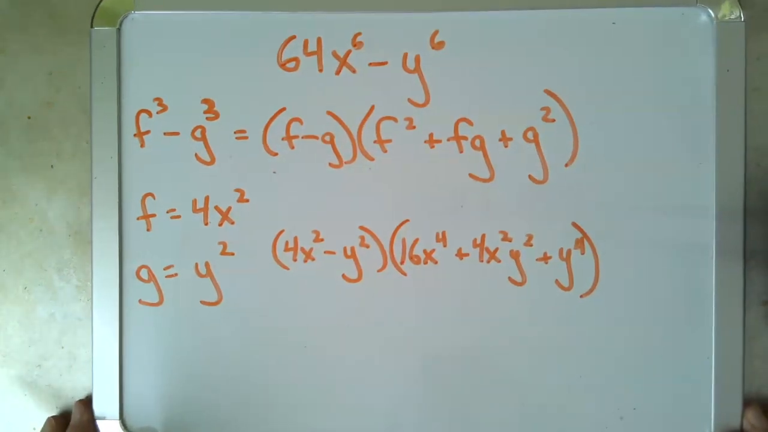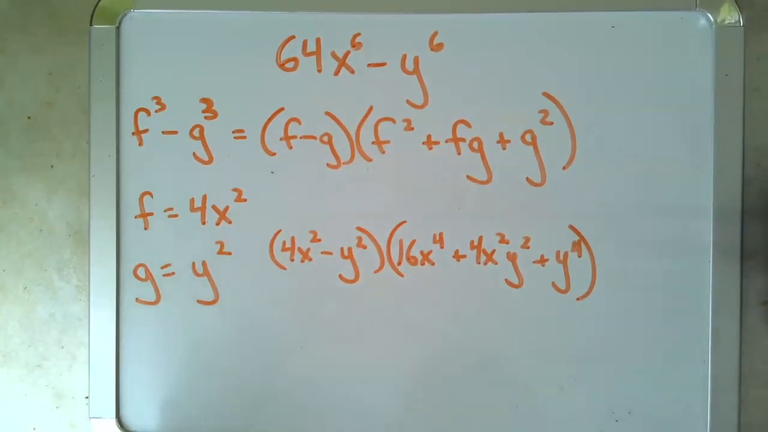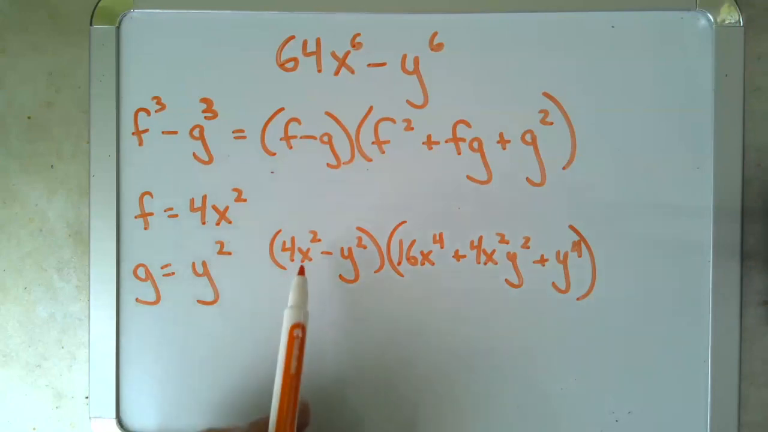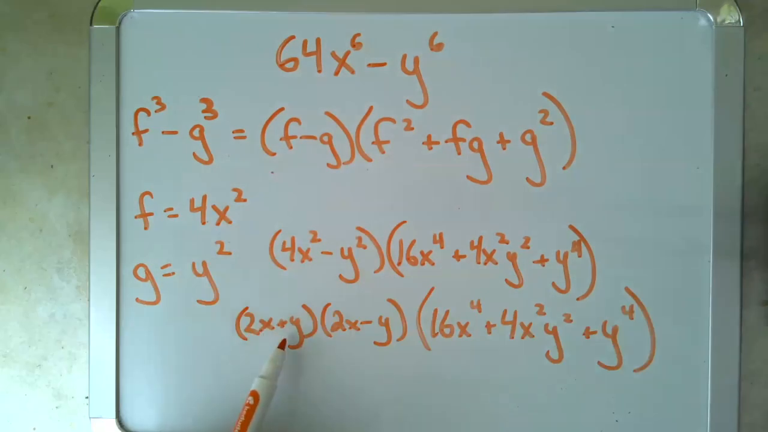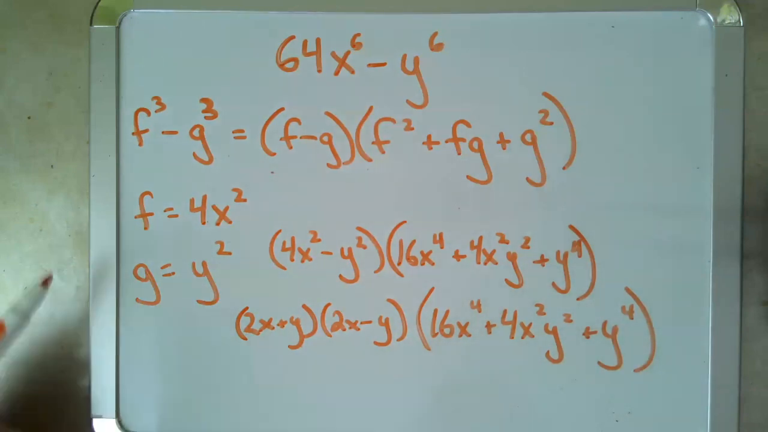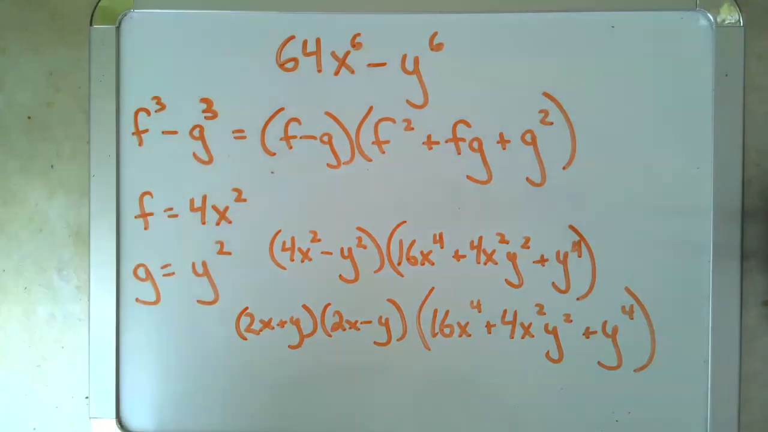So if you haven't watched my video on difference of squares, check this out. But if you have, then you know that this further factors into 2x plus y times 2x minus y, and then we still have the remainder of our difference of cubes, and that is the full factorization of 64x to the 6th minus y to the 6th.